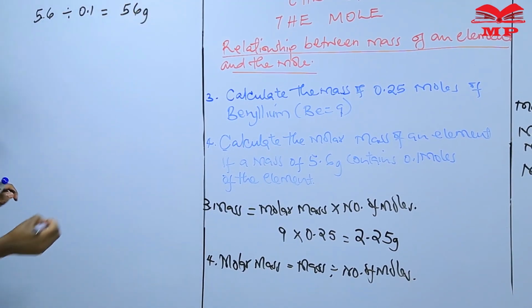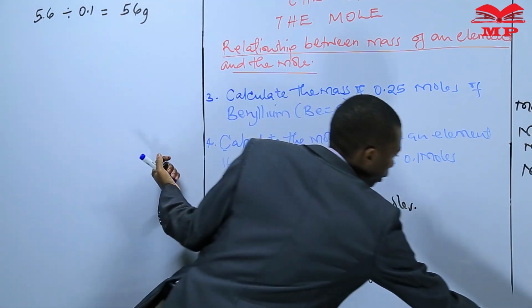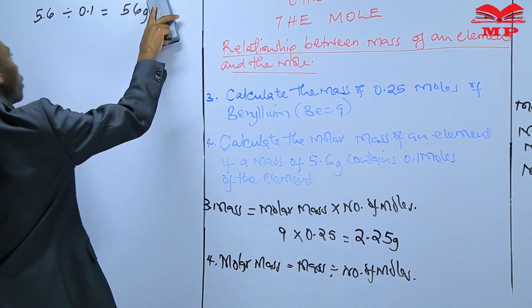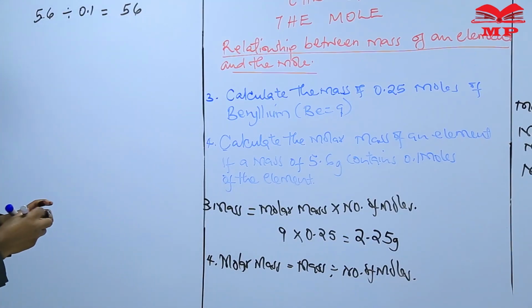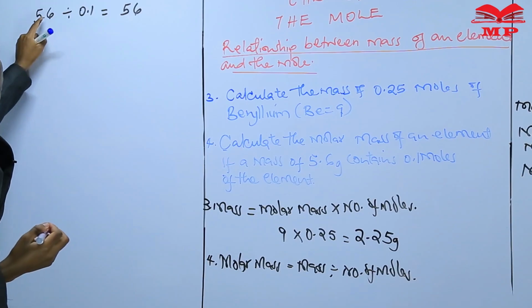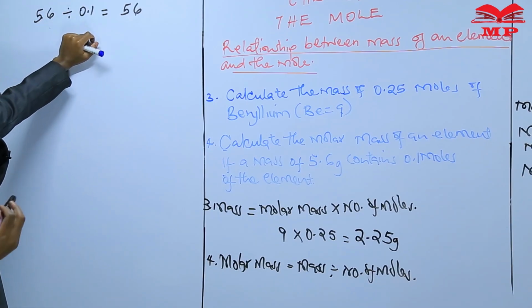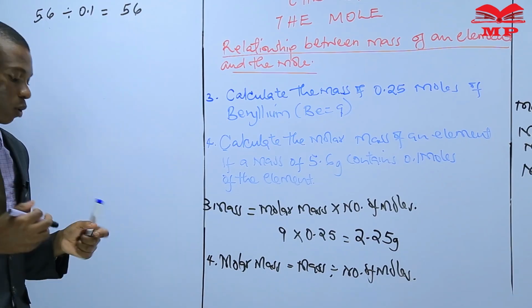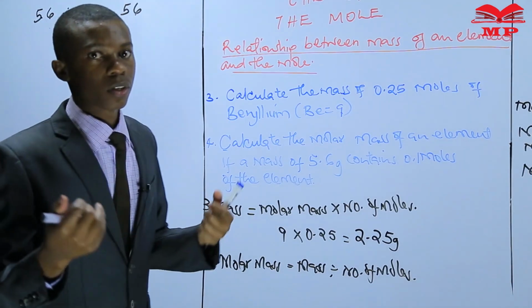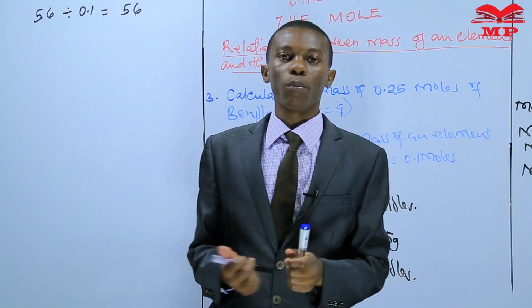56 grams. Or 56. The molar mass has no units, therefore don't include the units. The molar mass is 56. So the mass is 5.6 grams. You divide by the number of moles, which are 0.1, and you'll get 56 as the molar mass. The molar mass has no units, therefore don't include the units. Include the units in the mass and not the molar mass.